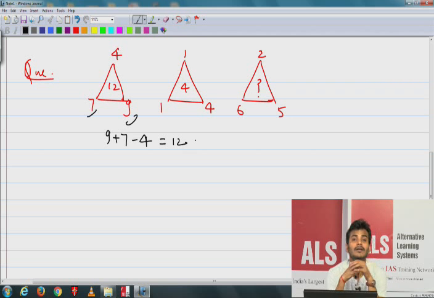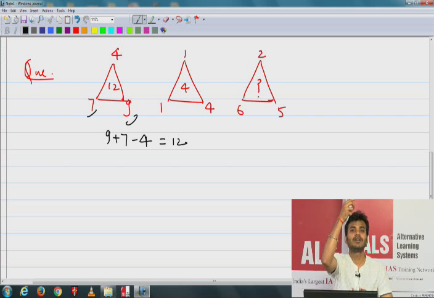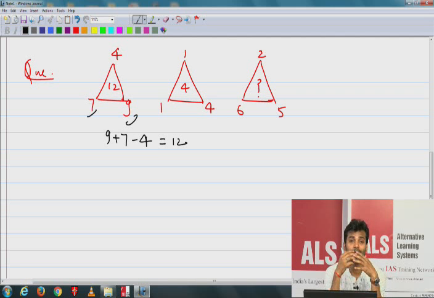We get 12. Yes, we get 12. If I am adding these two lower positions and subtracting the third vertex, it will give you the inside value, that is 12, right? Whether we are doing it correctly or not, we have to verify from the second given case. You getting my point? So let's come to the second case.